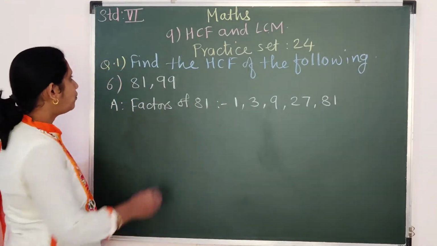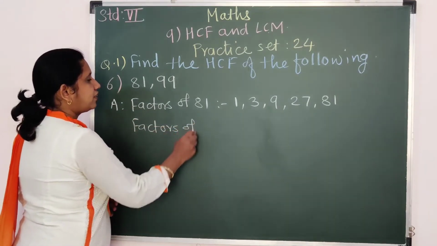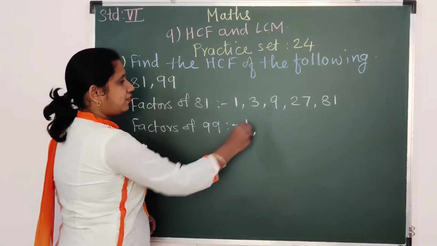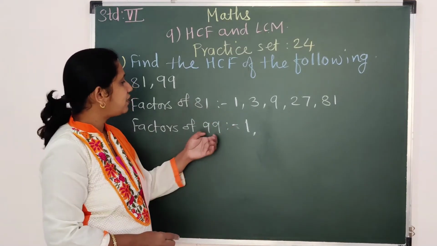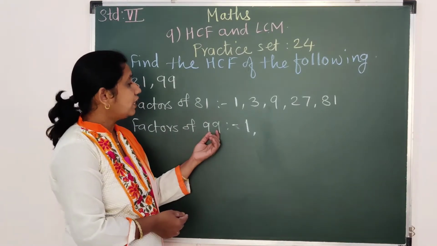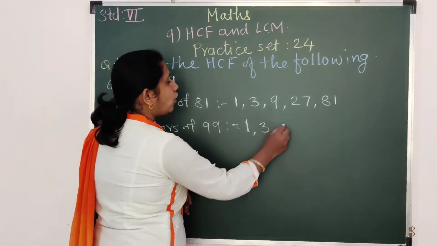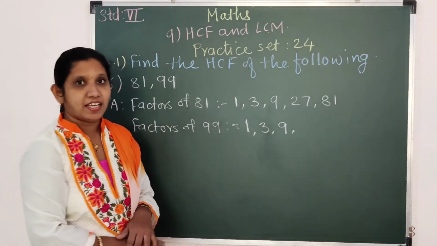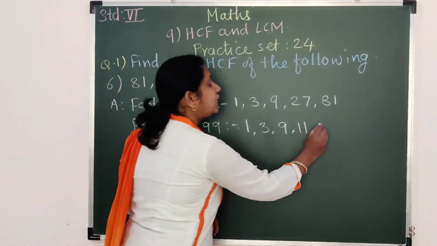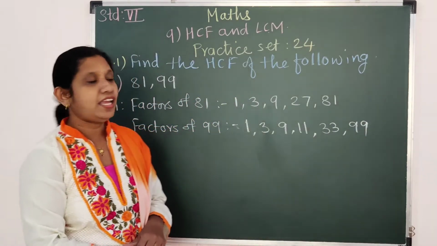Now let us write down the factors of 99. 1, using 1 every number is divisible. Unit place digit is 9, so not divisible by 2. 9 plus 9 is 18, yes, it is divisible by 3. Also divisible by 9. Then 11 9s are 99, 33 3s are 99 and 99 1s are 99.